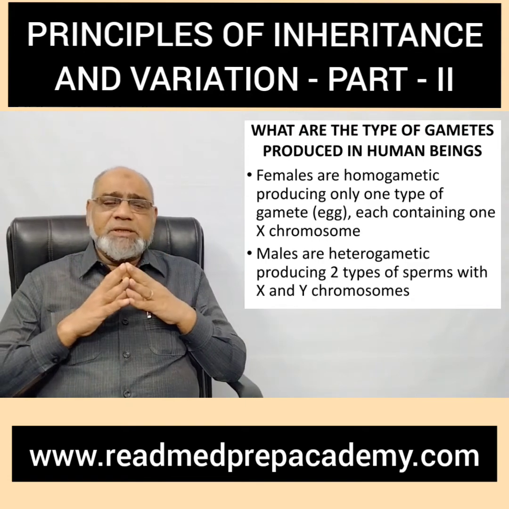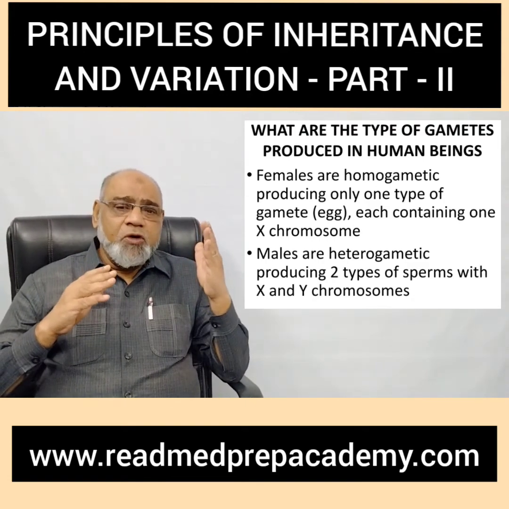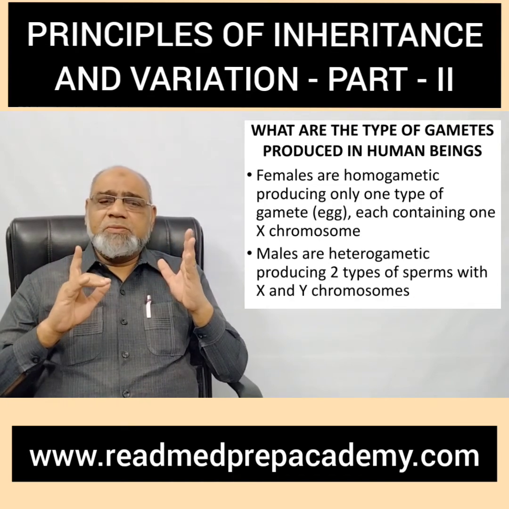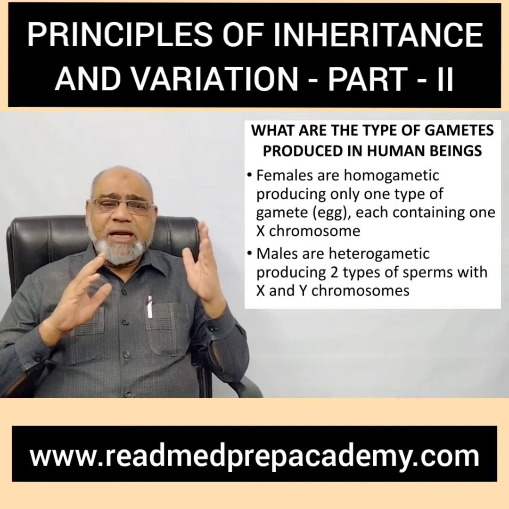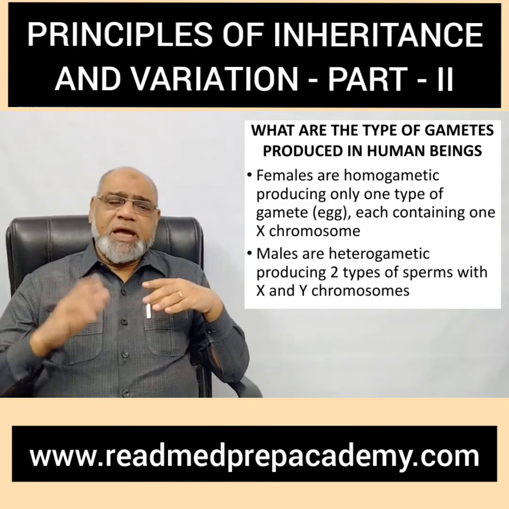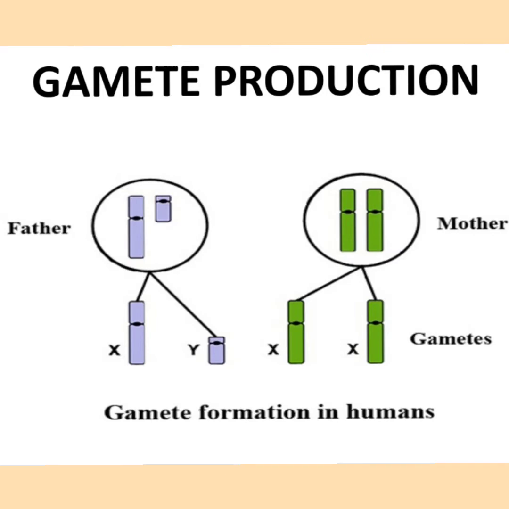What are the types of gametes that are produced in human beings? The females are homogametic, producing only one type of egg. Each egg contains only one X chromosome, whereas males are heterogametic, producing two types of sperms, one with X chromosome, the other with the Y chromosome. Here you can see that the male having the X and Y chromosome will produce a gamete, which is the sperm which has X chromosome or Y chromosome, whereas the mother or the female which has double X chromosome in a diploid cell will produce a haploid gamete each containing X chromosome.